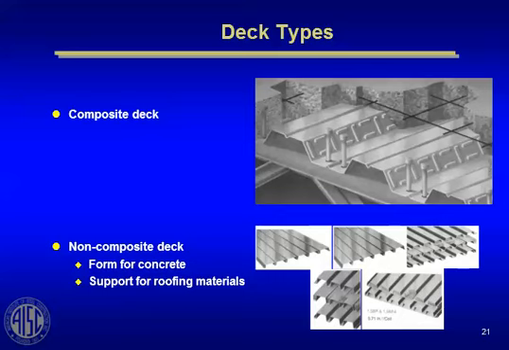There are also non-composite decks that basically can be broken down into form decks that are used for concrete support, where the deck is strictly a form to support the wet weight of the concrete, is not intended to be any reinforcement for the slab. So you put either welded wire reinforcing in there or reinforcing bars in there to reinforce the slab for gravity loads. And then there's all kinds of decks that are available for roofing support, roofing materials.